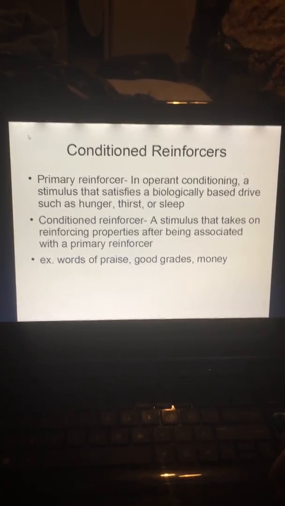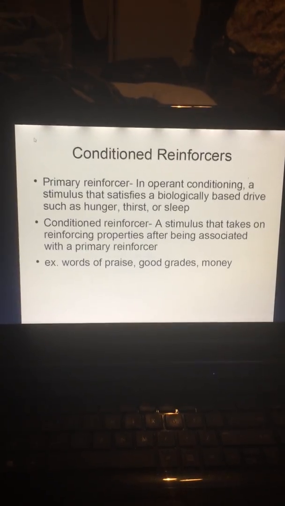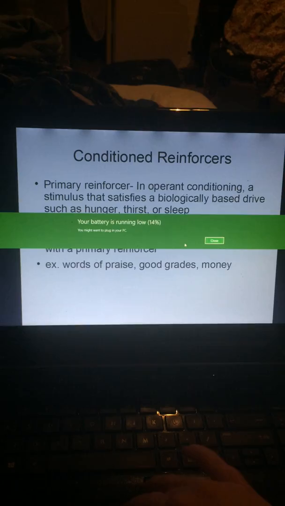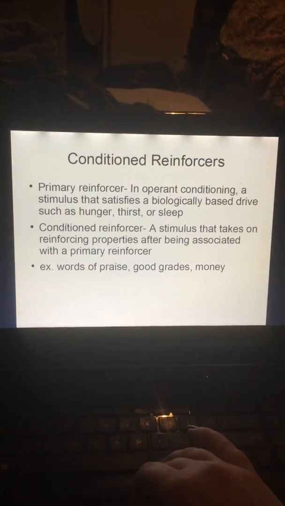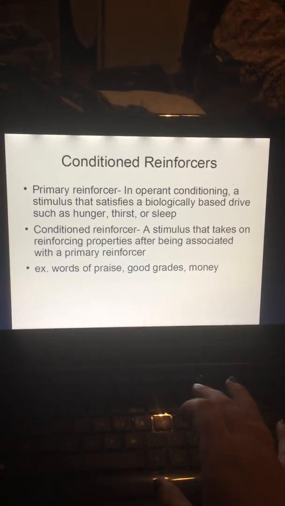So please understand the difference between primary reinforcers and conditioned reinforcers. Primary reinforcers are things like food and water. Secondary reinforcers are words of praise, good grades, and money, things that we don't really need to survive, but are still useful.